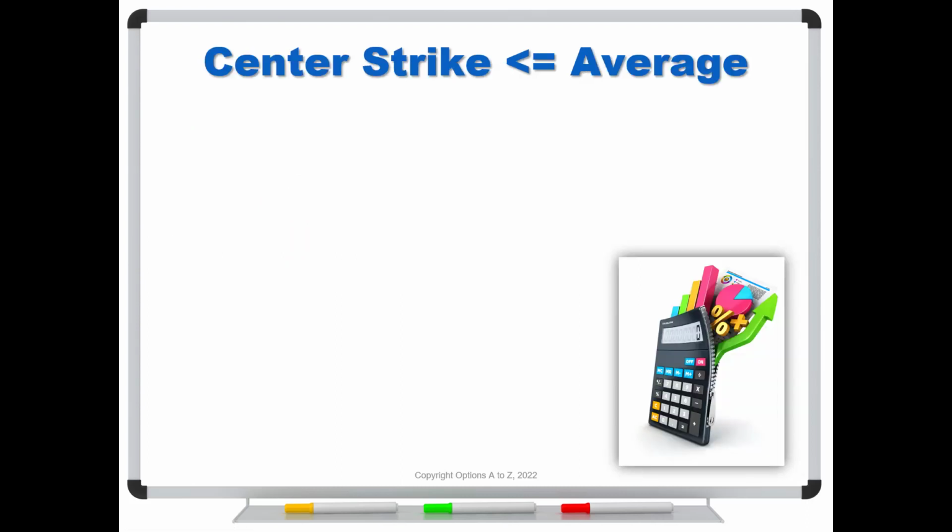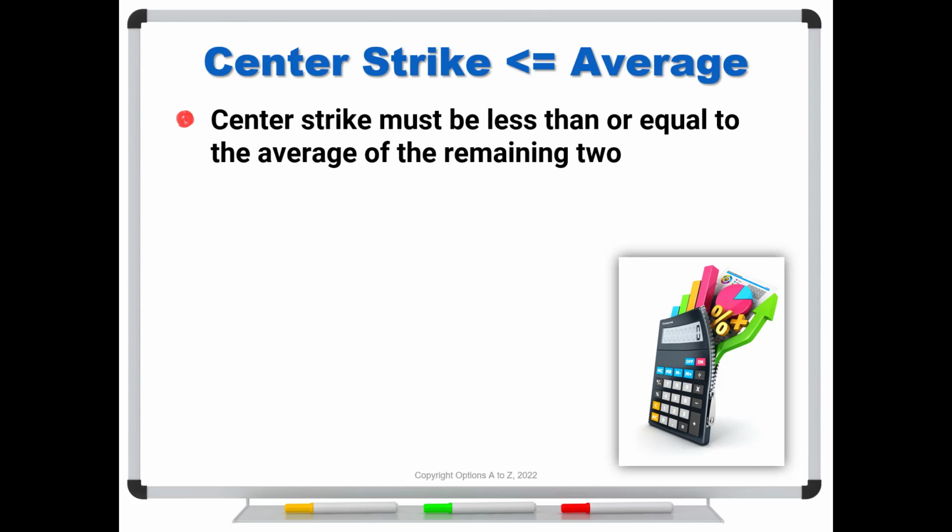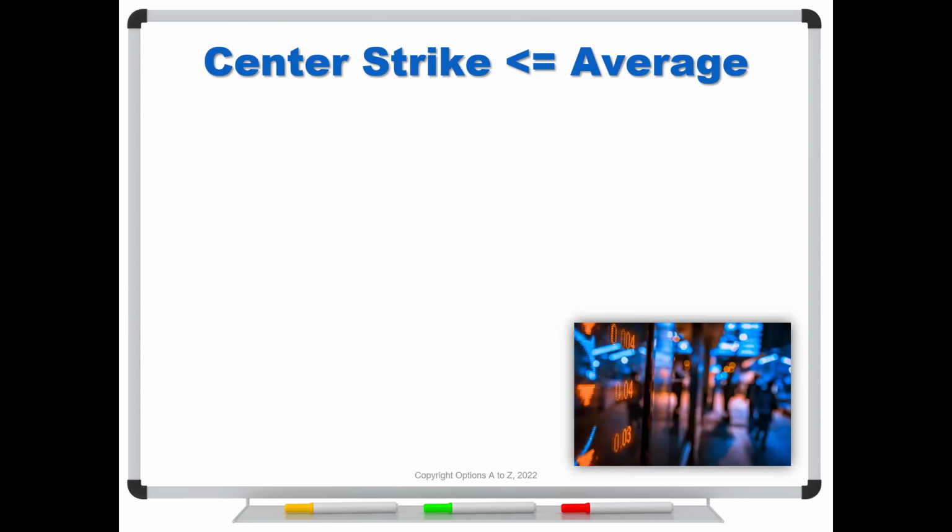Well, it turns out that this center strike has to be less than or equal to the average of the other 2. So the center strike must be less than or equal to the average of the remaining 2, whichever they are. Now again, in this video, we're assuming that they're all equally spaced. So in this video, we're just talking about those 2 ends. Let's call them the bookends. And that center strike has to be less than the average price of those remaining 2.